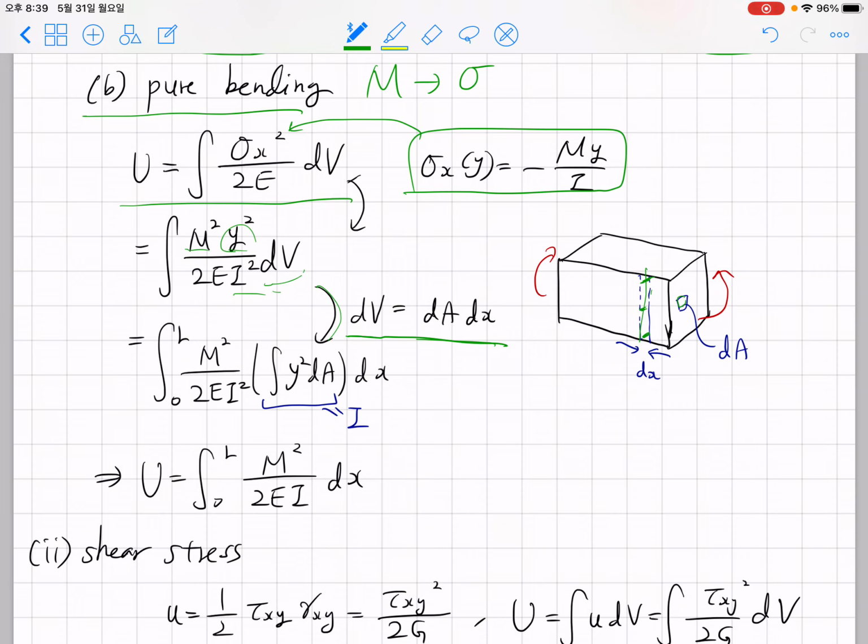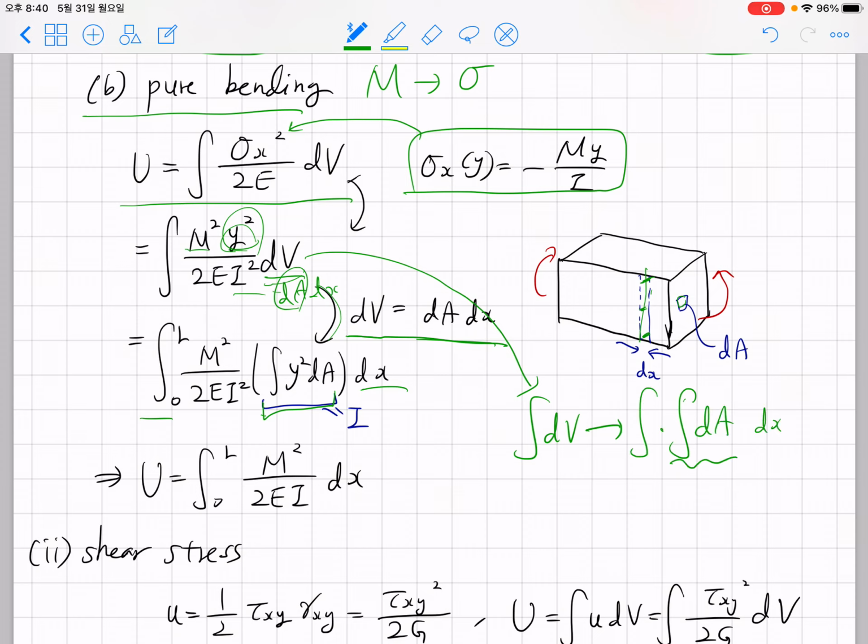However, when you look at this equation more closely, what you're going to find is that after plugging in dA dx, you have y squared dA integral. If you perform the integral over dA and then dx later, please do not be confused. Originally you have this integral over the entire volume. You do integration over the area first, and then you integrate over the length. If you do integration over dA first, it results in the definition of I.